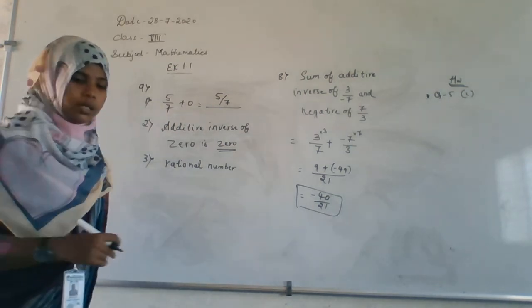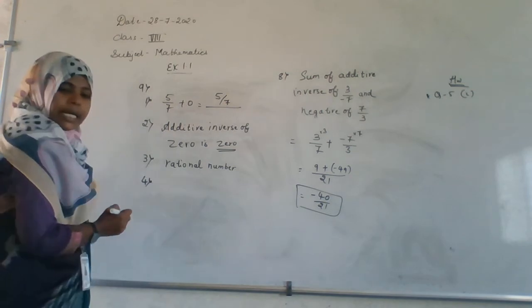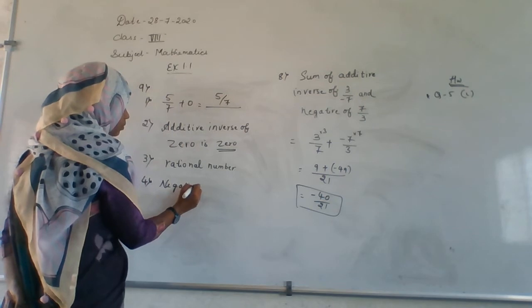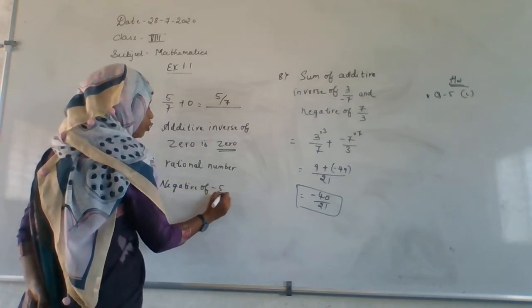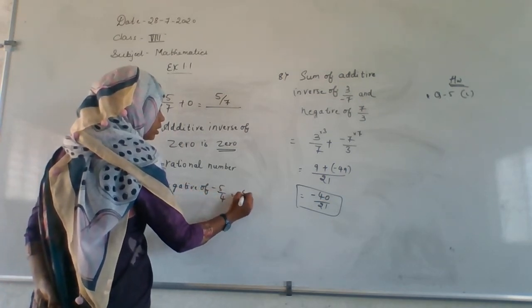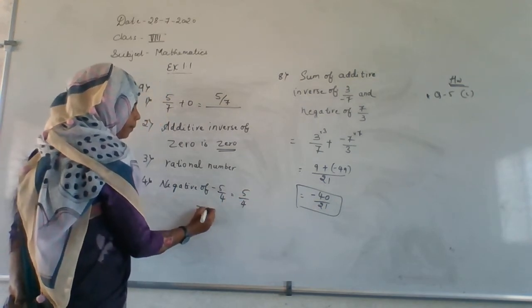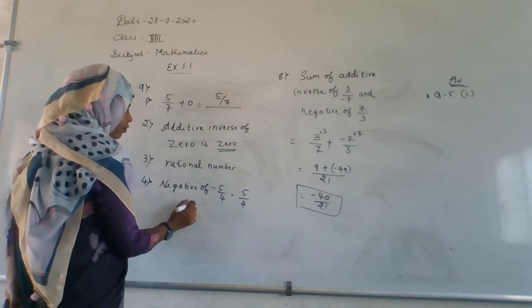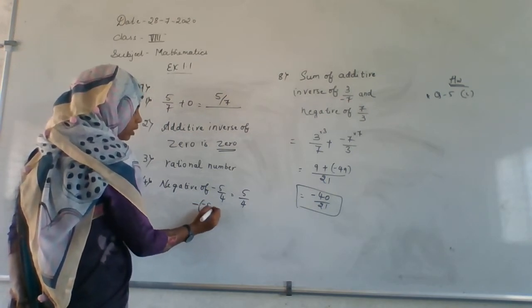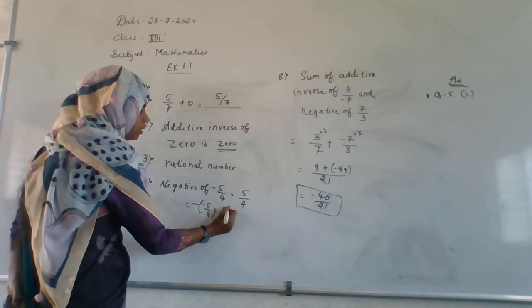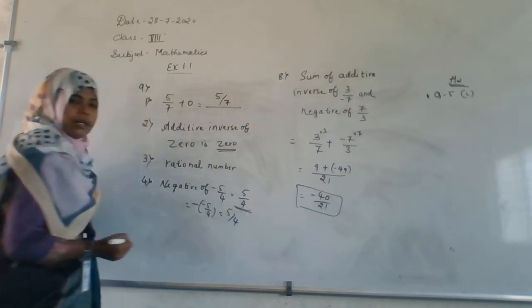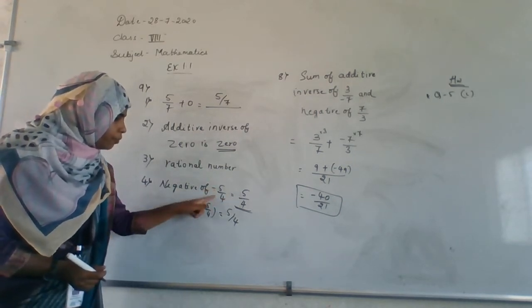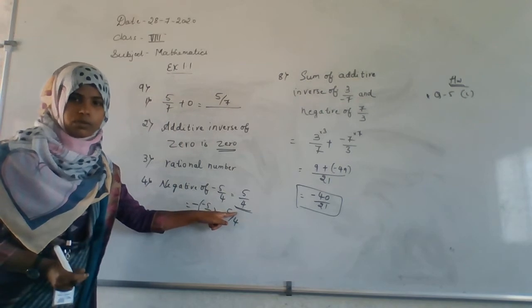And the next one, the fourth one: negative of minus 5 by 4. Negative of minus 5 by 4 equals how much? Minus into minus is plus, so the answer is 5 by 4. Negative of minus 5 by 4 is 5 by 4.